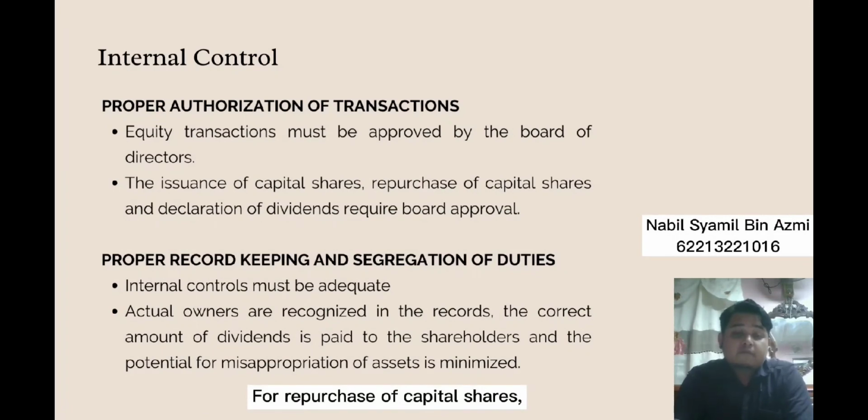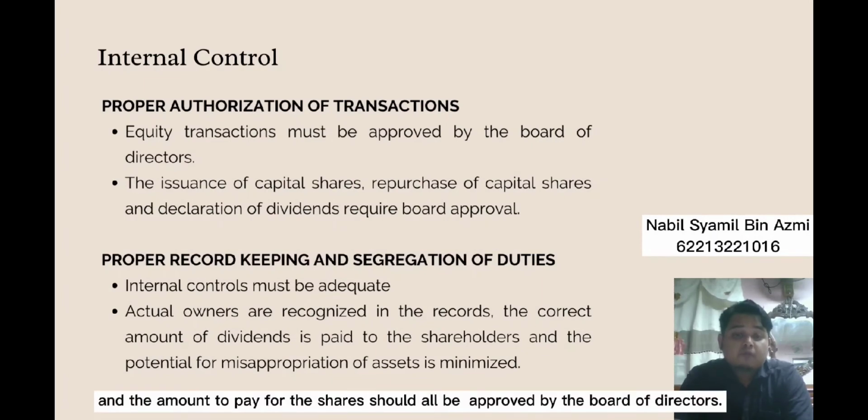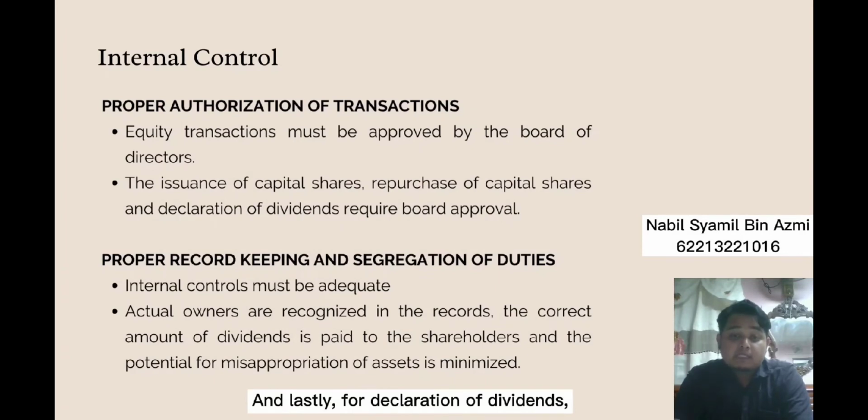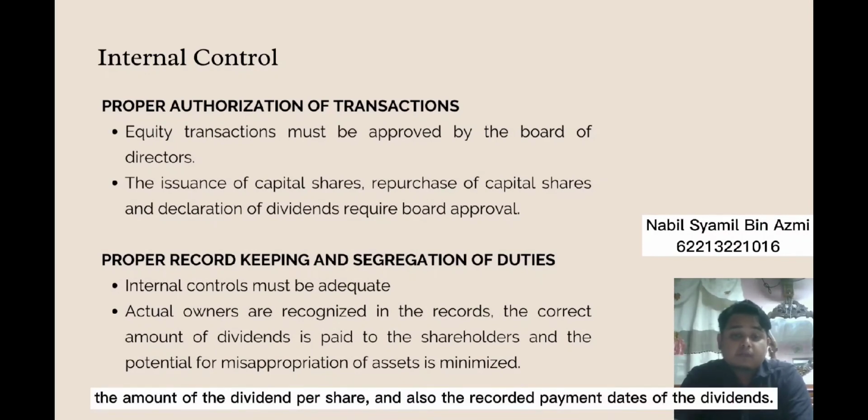For repurchase of capital stock, the repurchase of common or preferred stock, the timing of the repurchase, and the amount to pay for the share should all be approved by the board of directors. And lastly, for declaration of dividend, the board of directors must authorize the form of dividend such as cash or stock, the amount of dividend per share, and also the recorded payment date of dividend.